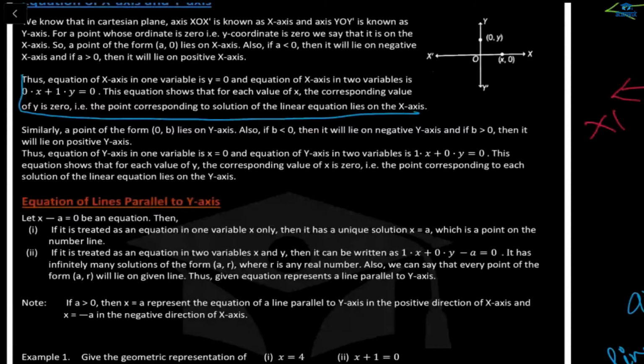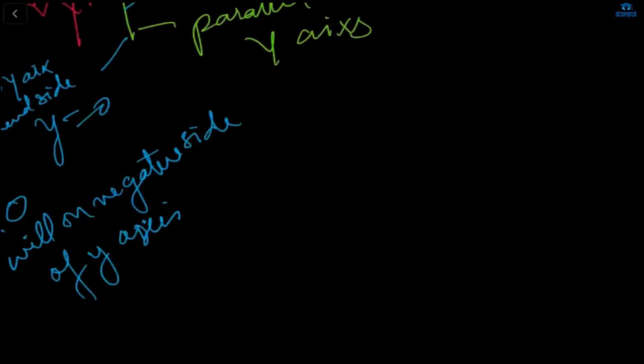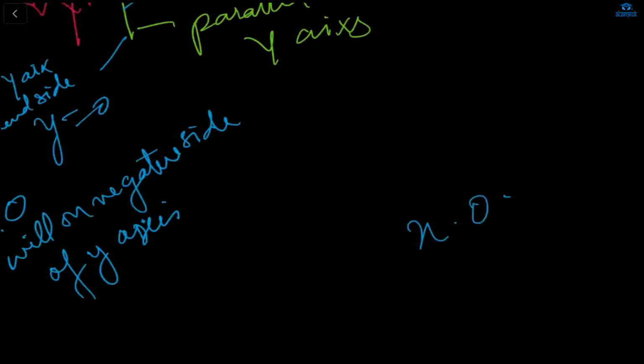Because in the equation y is equal to 0, x is not having any value mentioned, we multiply x by 0, so that term is just 0. When you multiply any number by 0, that will give you 0.